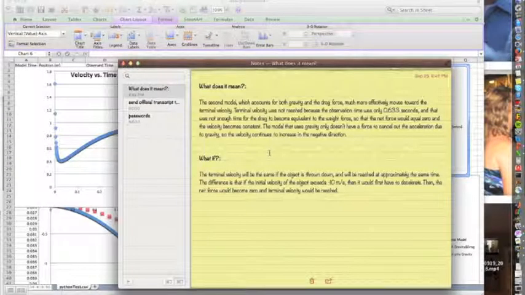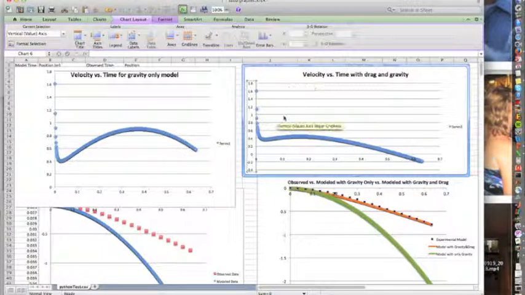Now to the questions. What does it mean? The second model, which accounts for both gravity and drag force, much more effectively moves towards the terminal velocity. You can see this through the velocity versus time models. This is the model for just the gravity, and this is the model using both forces. While neither reaches the terminal velocity, the velocity versus time with drag and gravity much more effectively moves toward the terminal velocity, but because the time of observation was nearly 0.633 seconds, it did not have enough time to reach the actual terminal velocity.